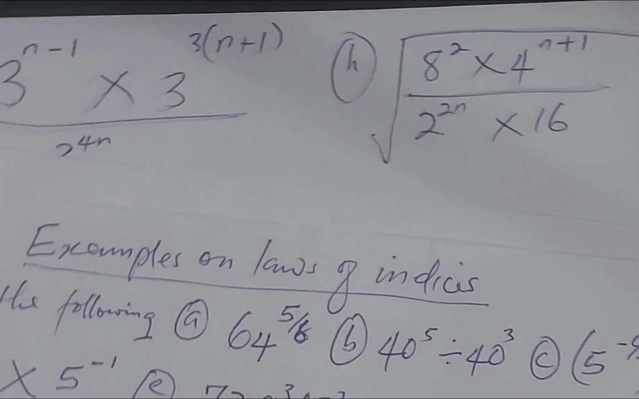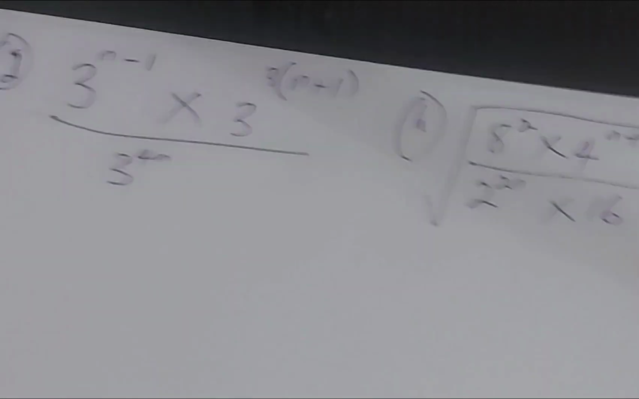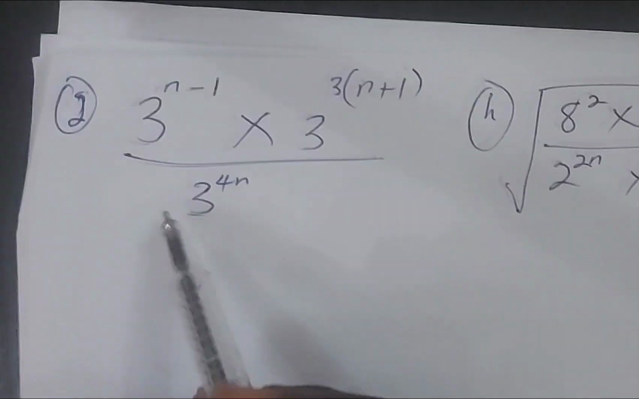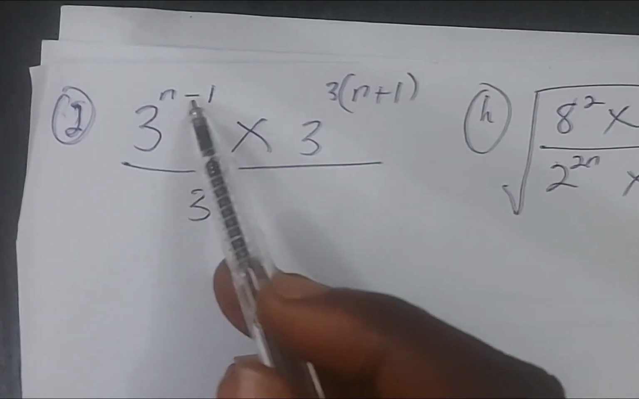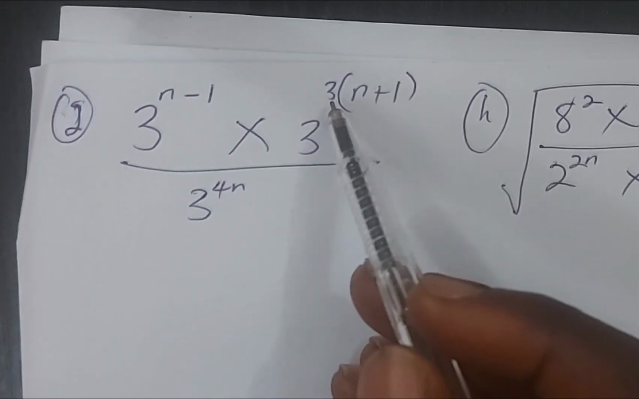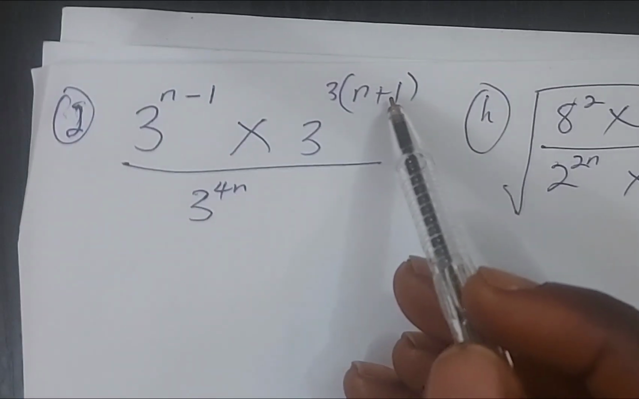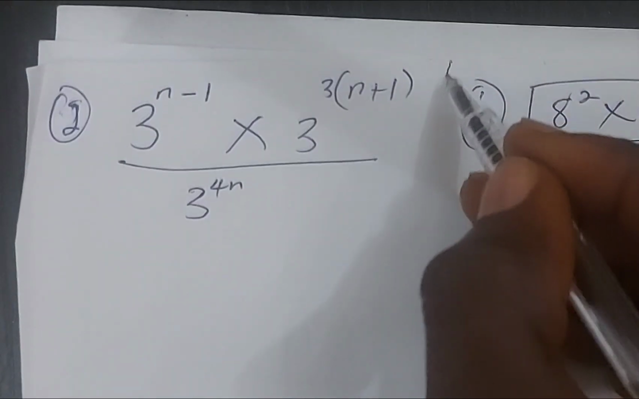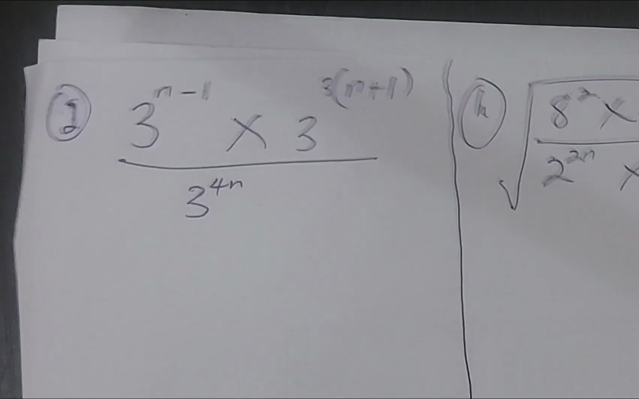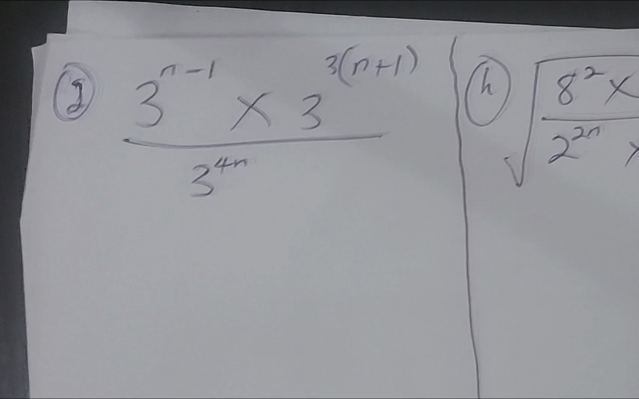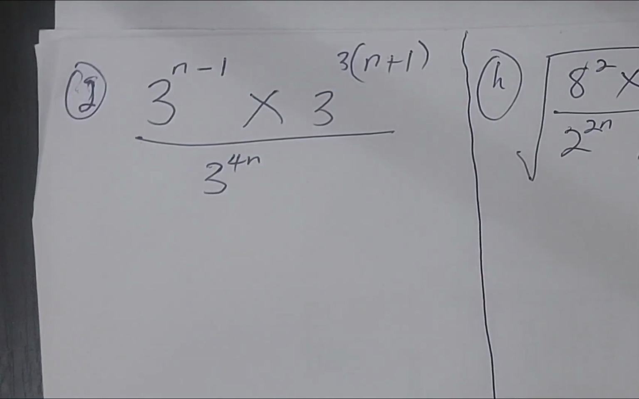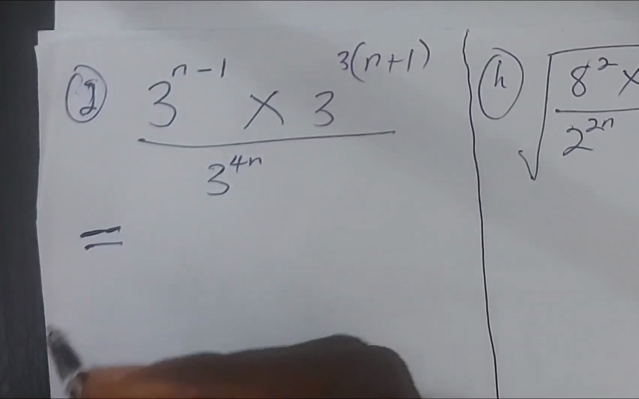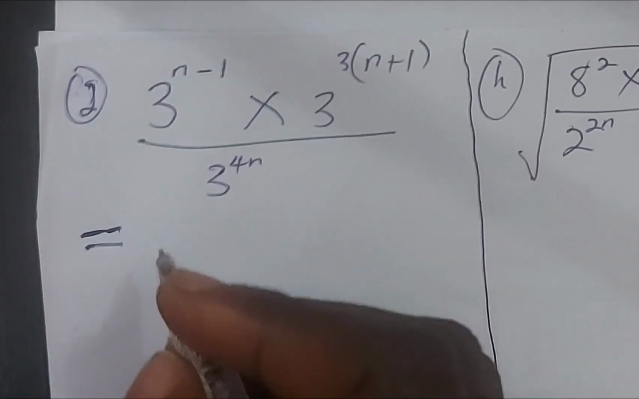I have another question for you. I have 3 raised to the power of n minus 1 multiplied by 3 raised to the power of 3, bracket open, n plus 1, bracket close, all over 3 raised to the power of 4n. This looks a little bit complex, but it's not. You apply the laws of indices accordingly, and you will see that the question is simple. So let's go.